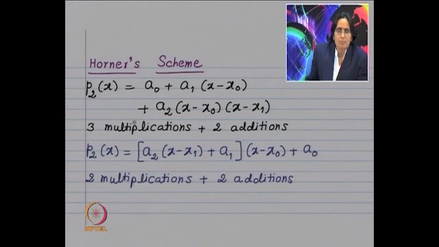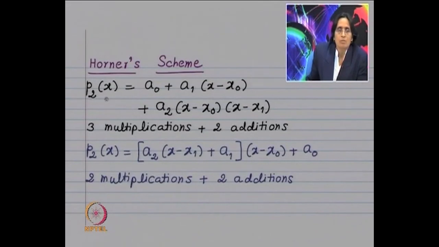Now, in Horner scheme, what we do is, we write the same polynomial in the form a2 into (x minus x1) plus a1, into (x minus x0), plus a0. So, it is the same polynomial, I am just writing it differently. Now, I will have one multiplication here, one addition here. Then, I will have one multiplication here. So, instead of three multiplications, I will have two multiplications and there will be two additions as before. So, for the quadratic polynomial, instead of three multiplications, we have got two multiplications.